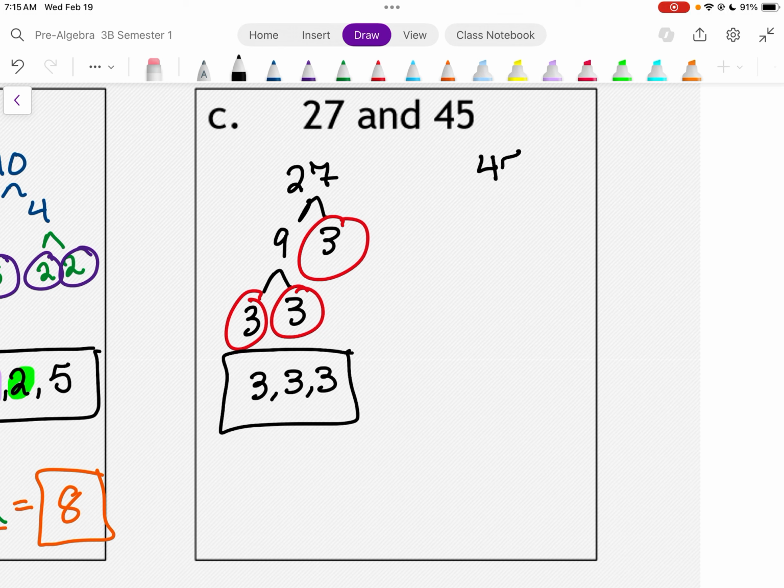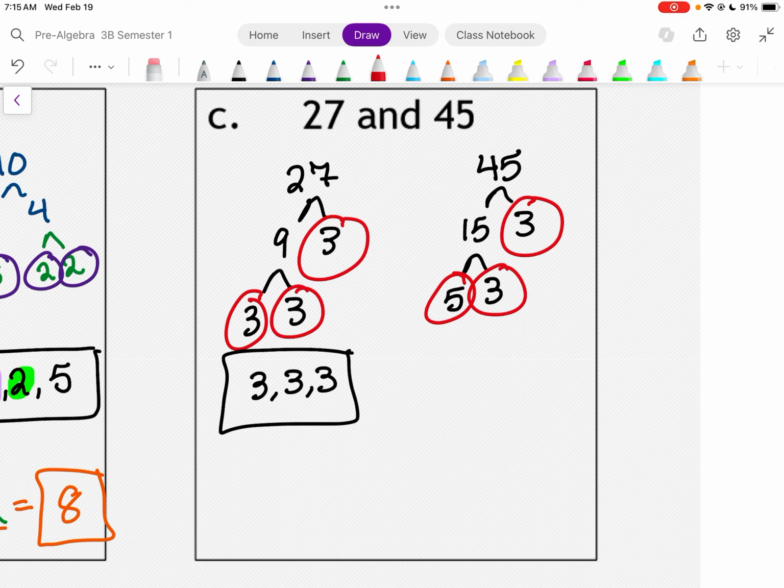Then we can break apart 45. There are a few different ways you could break this up. You could do 15 and 3, or you could do 9 and 5. Both will get you to the same answer at the end. I'm going to go with 15 and 3. 3 is prime, so that branch is done. And then 15 can go into 5 and 3. And both of those are also prime. So our final list is 3, 3, 5.